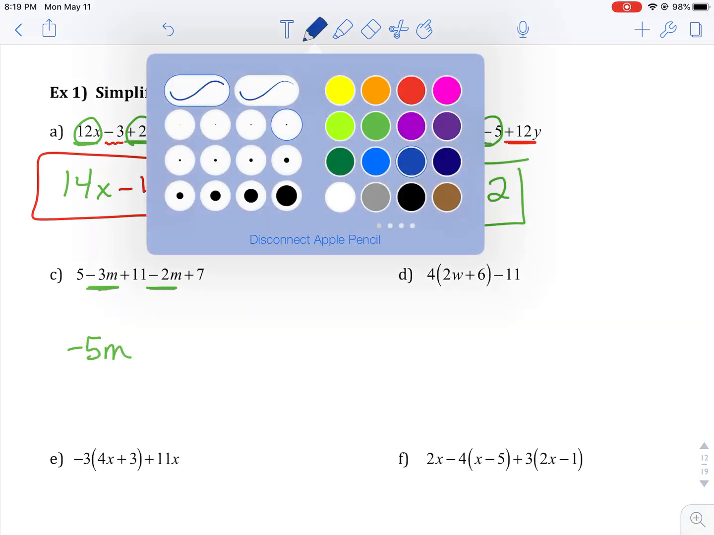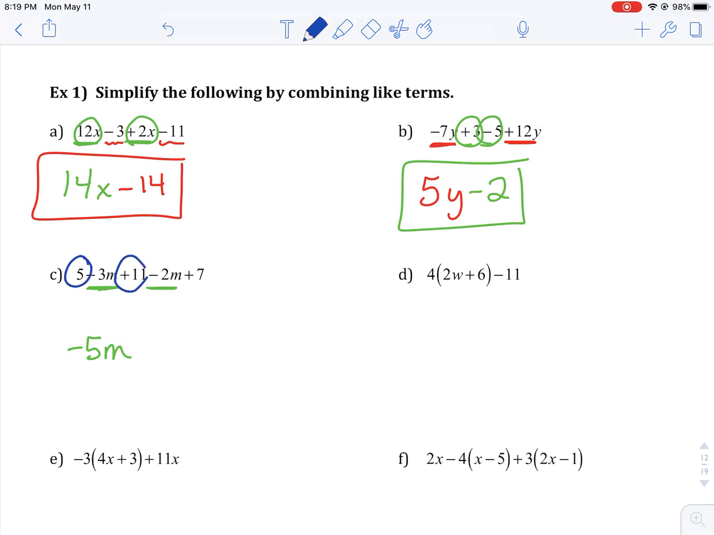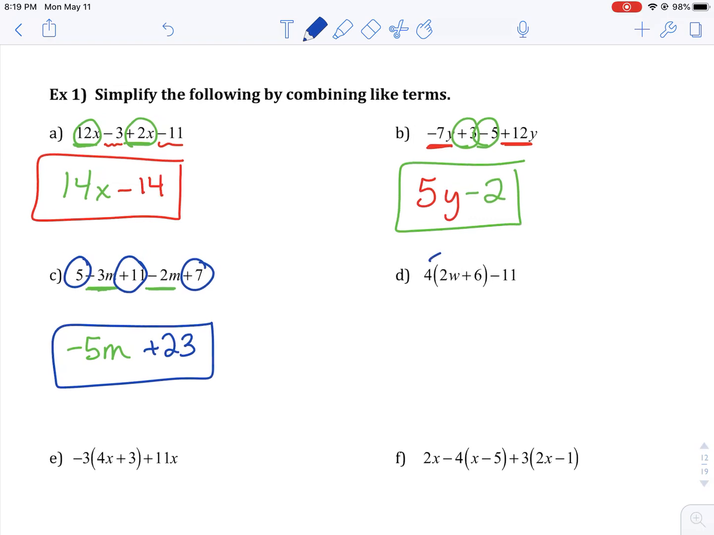Okay, and then if I look at the rest of it, I've got a +5, a +11, and a +7. So 5 plus 11 is 16. 16 plus 7 is 23. All right, the next one, those parentheses should look familiar. That just means I have to first distribute. So 4 times 2w is 8w. 4 times 6 is +24. And then -11. Now it looks just like those last problems.